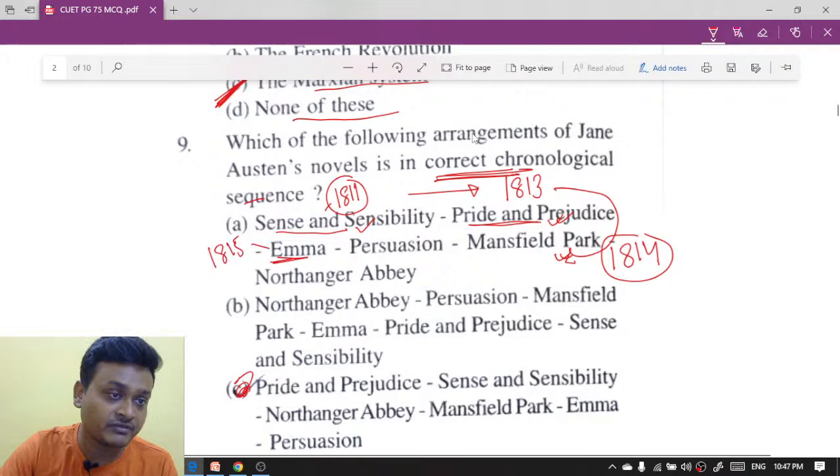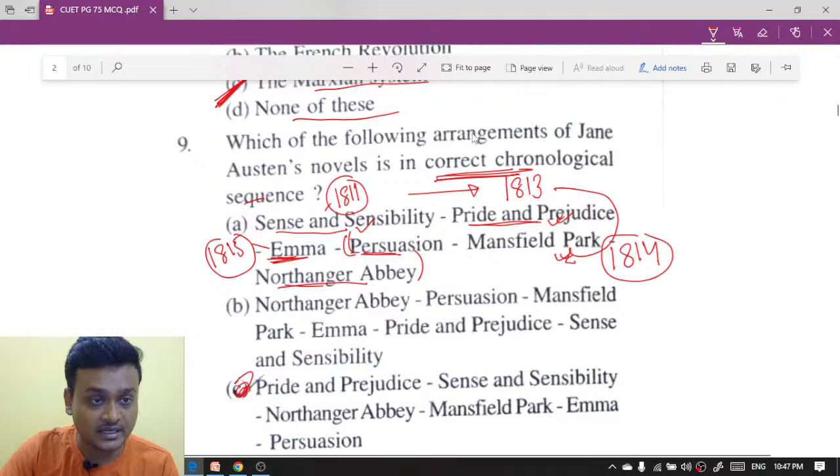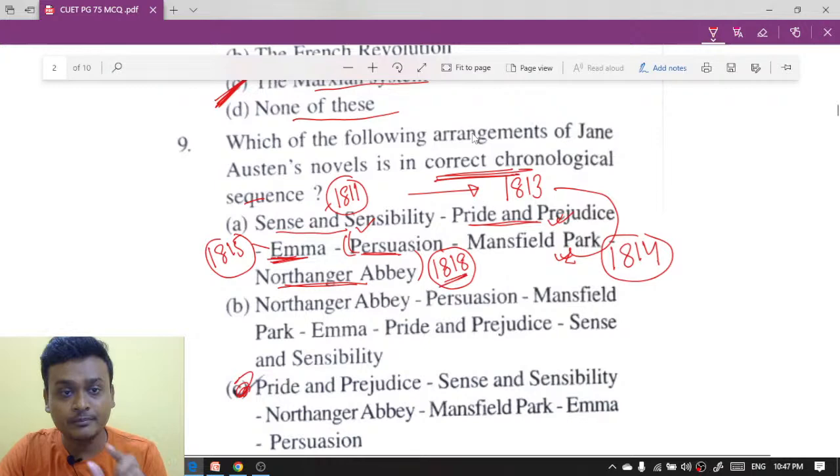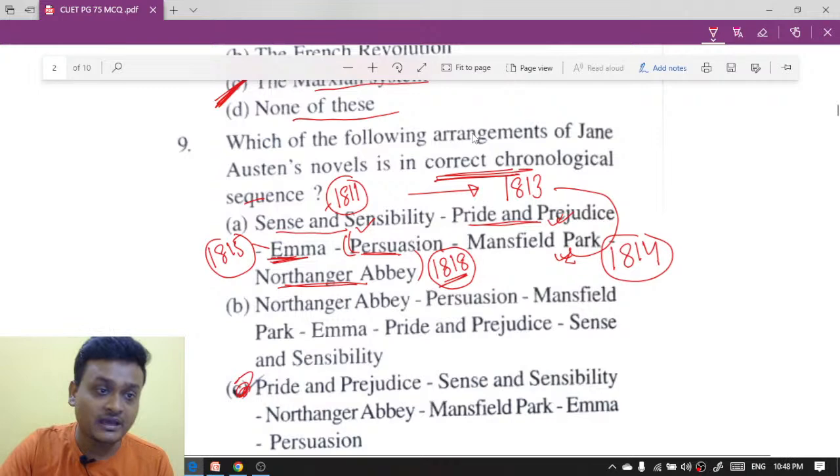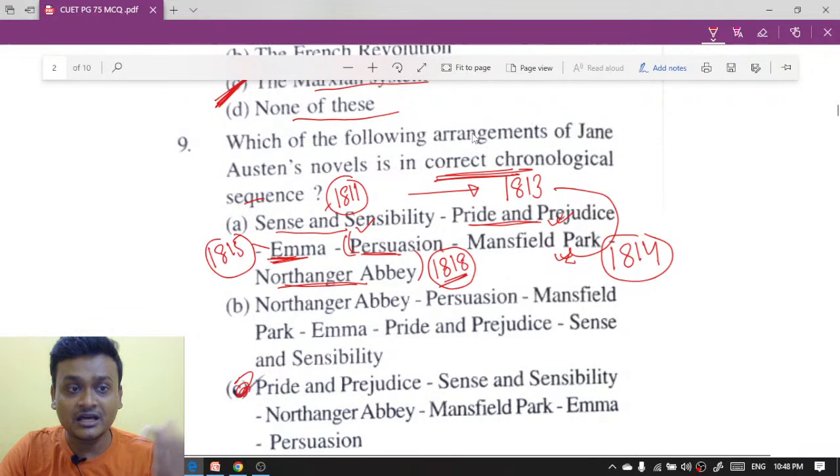And then Persuasion and Northanger Abbey. These two novels were published in 1818, and they were the posthumous collection after the death of Jane Austen. The first novel, Sense and Sensibility, then after 2 years came Pride and Prejudice in 1813, then after 1 year Mansfield Park, then after 1 year, 1815. And at the end, 1818, Persuasion and Northanger Abbey, the posthumous novels.